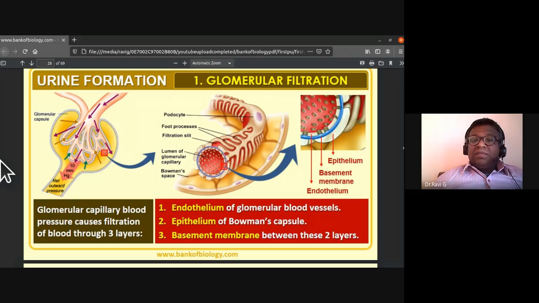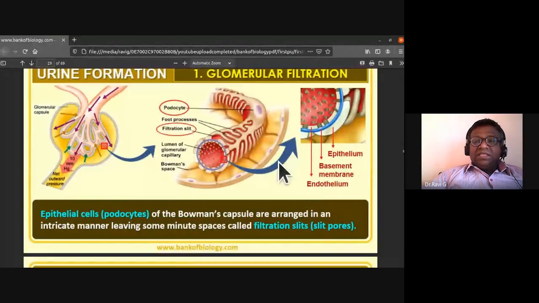So they cause filtration of blood, majorly because of the glomerular capillary blood pressure. It causes filtration of blood through three layers: the endothelium of the glomerular blood vessel, the epithelium of the Bowman's capsule, and the basement membrane between these two layers. These are the three layers at which filtration of blood takes place because of glomerular capillary blood pressure. So you have to understand these three.